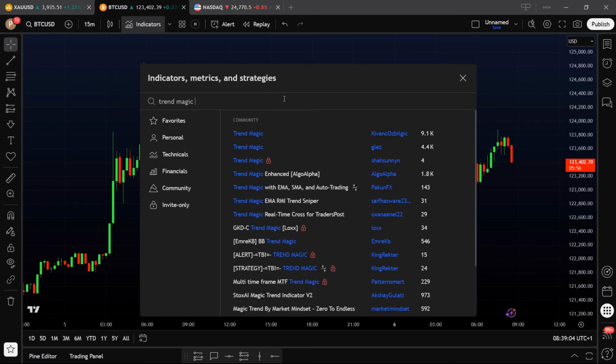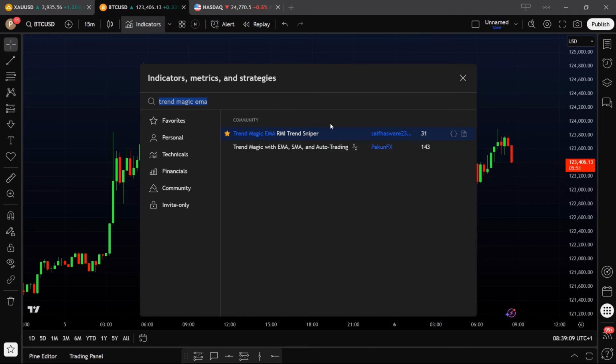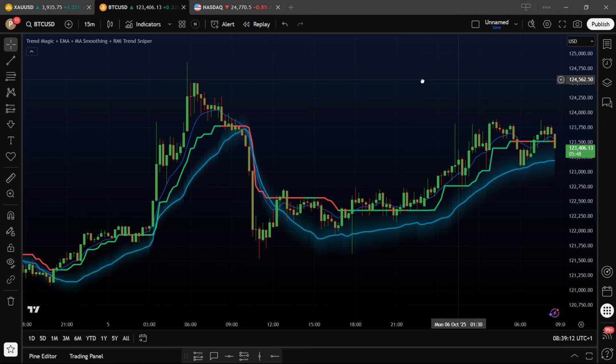Add the Trend Magic EMA to your chart. This is simple. If the line is blue, we only look for buys. If the line is red, we only look for sells. Do not trade against this indicator.